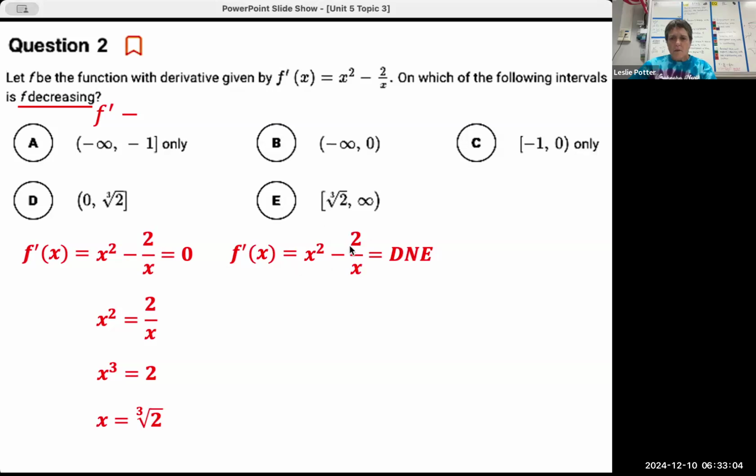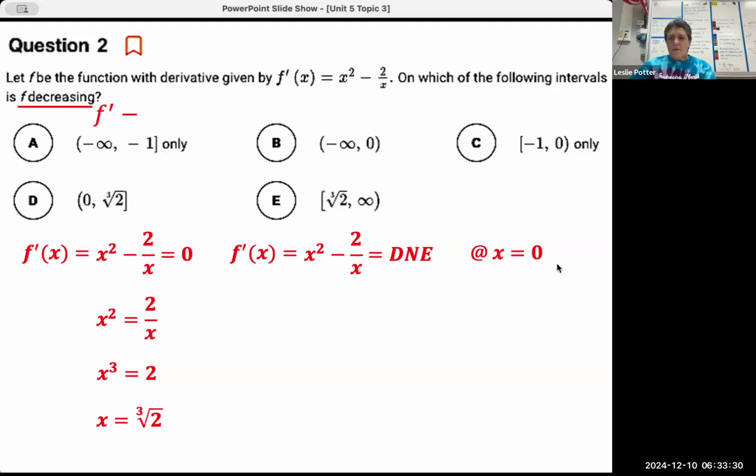Because this expression has a rational component to it. And where does it not exist? It doesn't exist when x equals 0. So again, we're looking at derivative values. If I would graph this at x equals 0, we would get a non-finite value. So we know that our derivative doesn't exist at x equals 0.